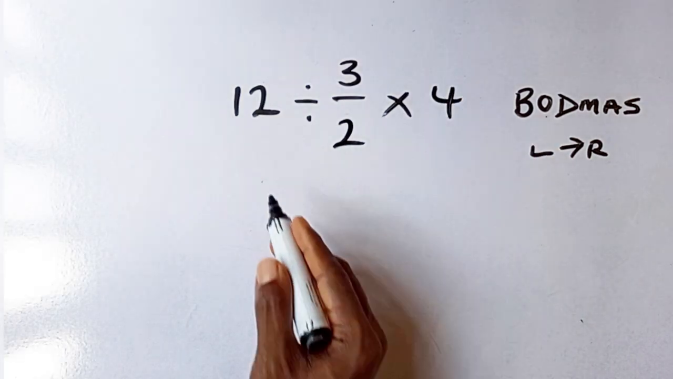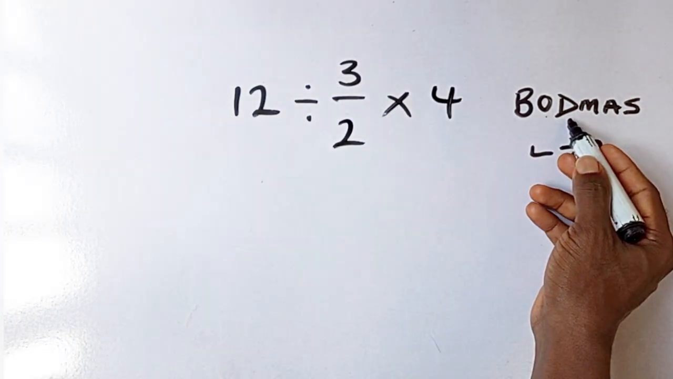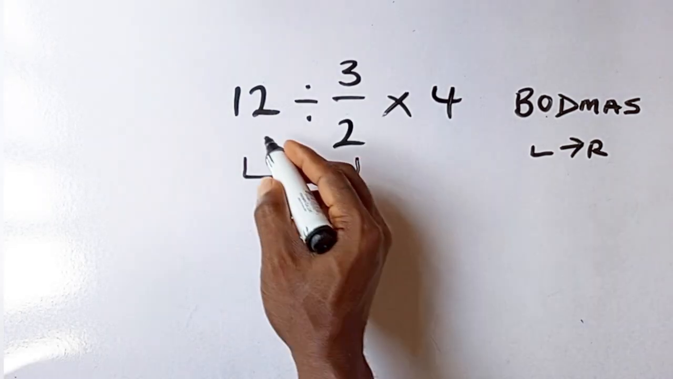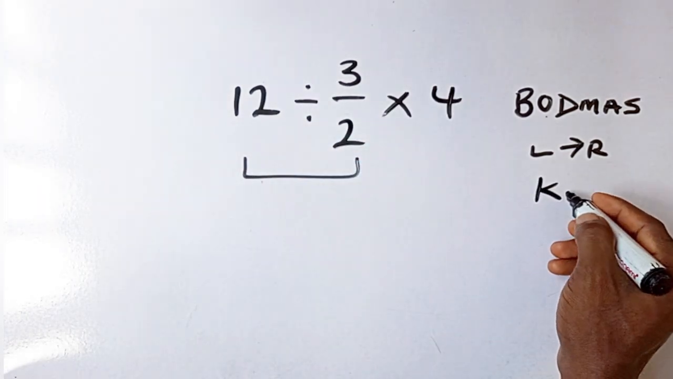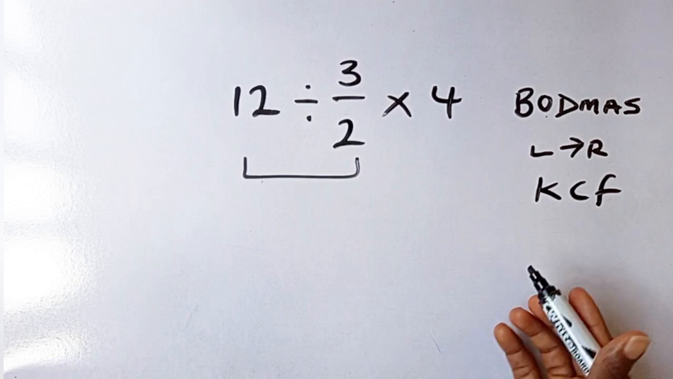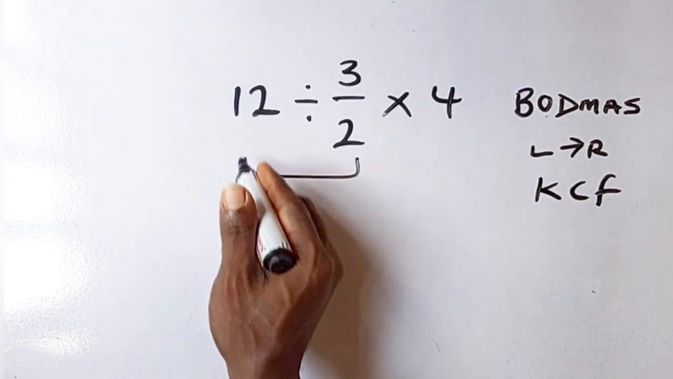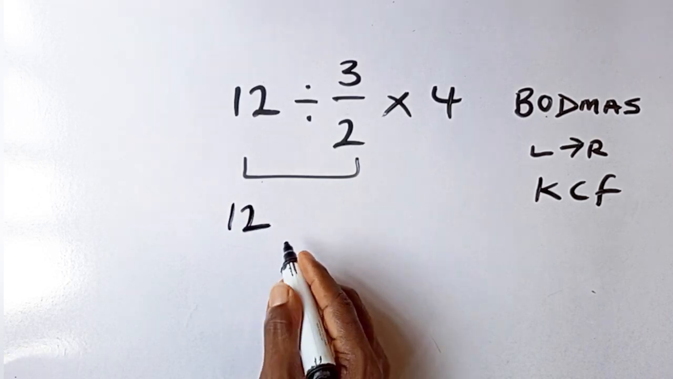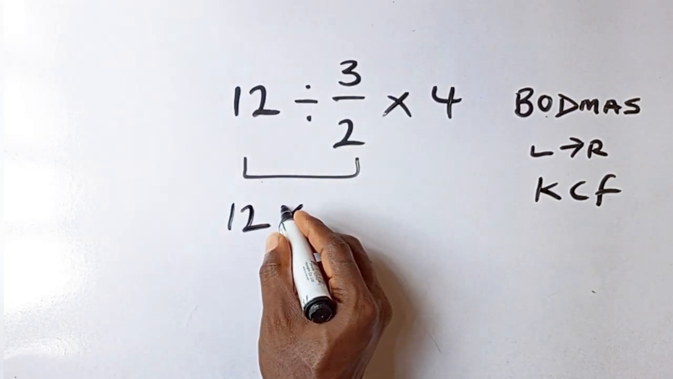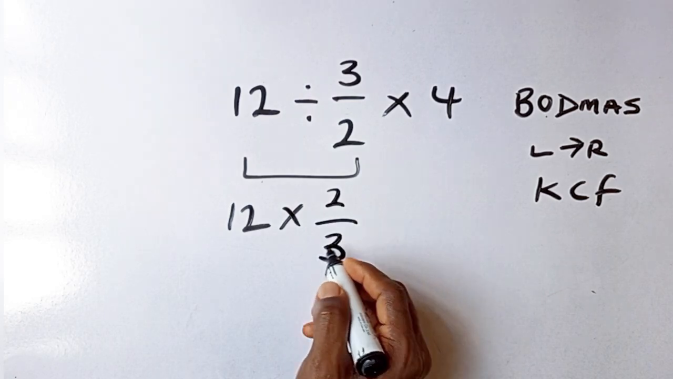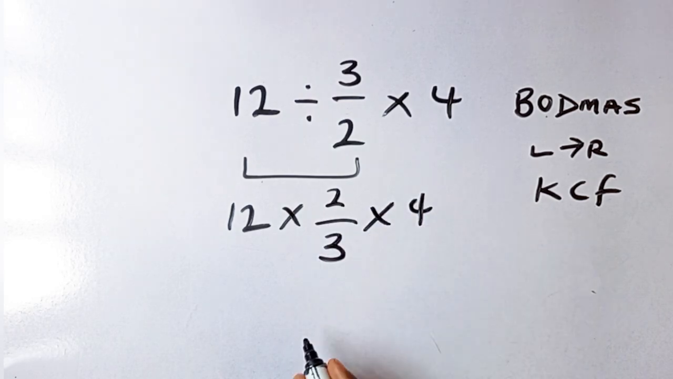So first of all, we have to do this division first, because we are following the rules. So to get this, we have to apply the rule KCF. K stands for keep, C stands for change, F stands for flip. So we are going to keep 12, change this to multiplication, flip this, which is 2 over 3 times 4.